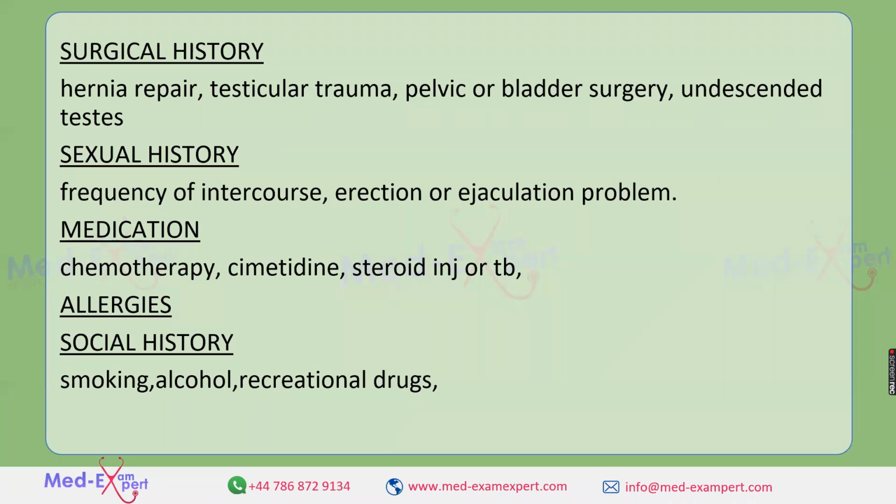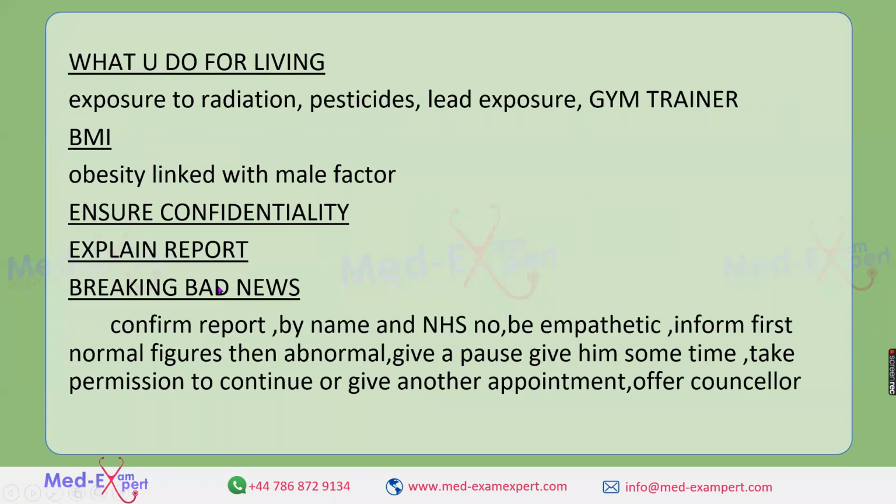Social history, you must ask about smoking, alcohol, recreational drugs. All these are important for sperm production quality and quantity. Then what you do for a living. Maybe he's associated with a job which is related with radiation, pesticide, light exposure, or maybe he's a gym trainer. Job related questions are very important. It came in the past. Okay. So you will ask an open question, what do you do for your living. He will tell you.